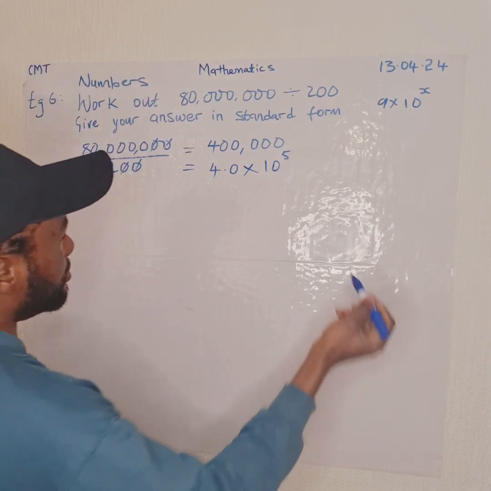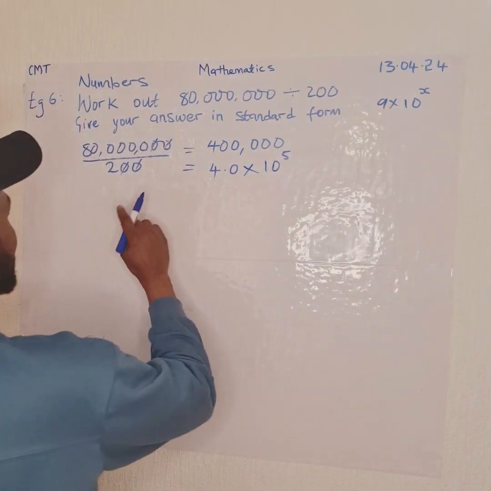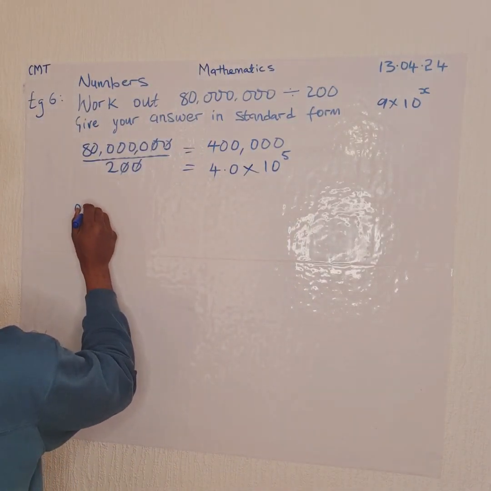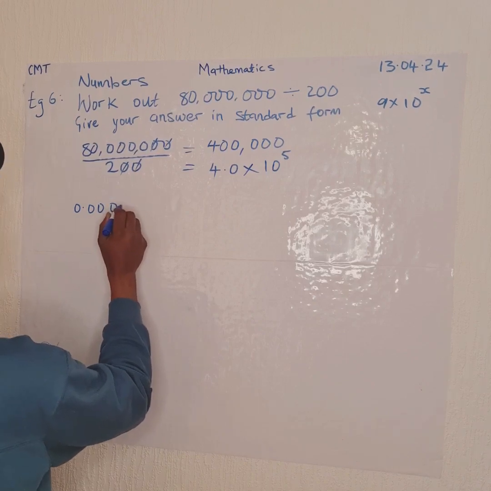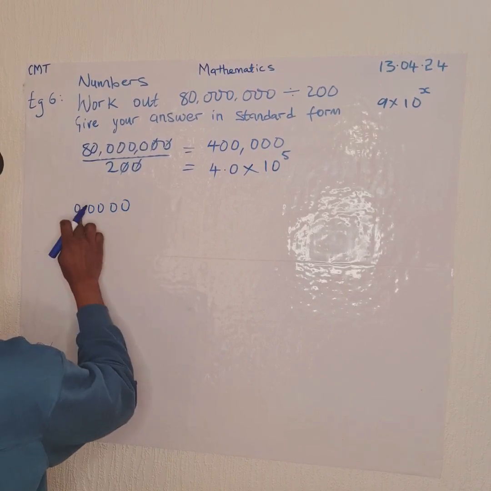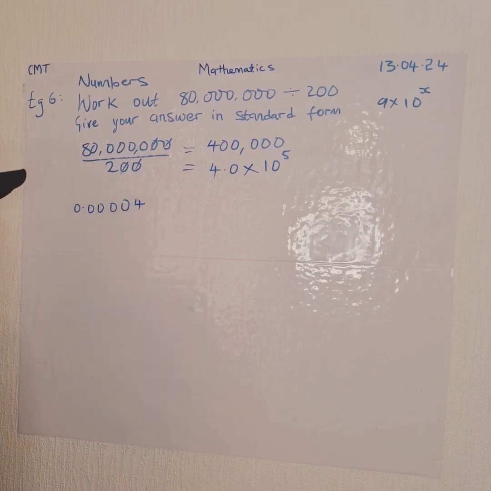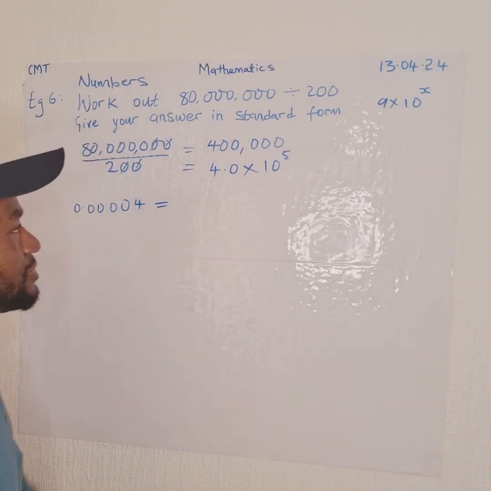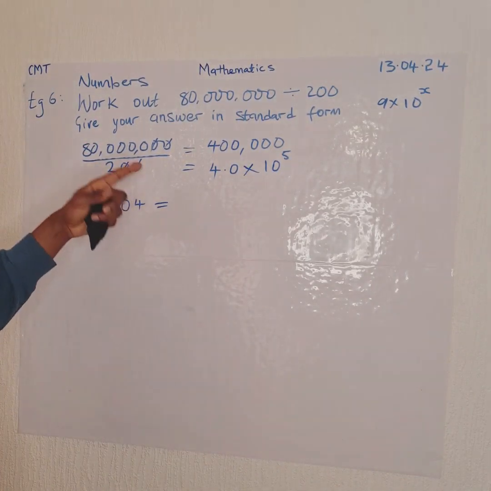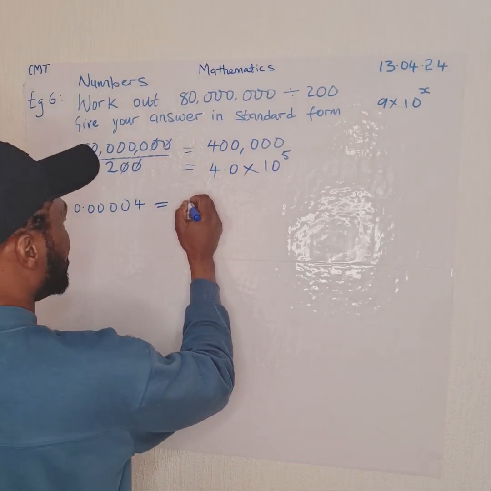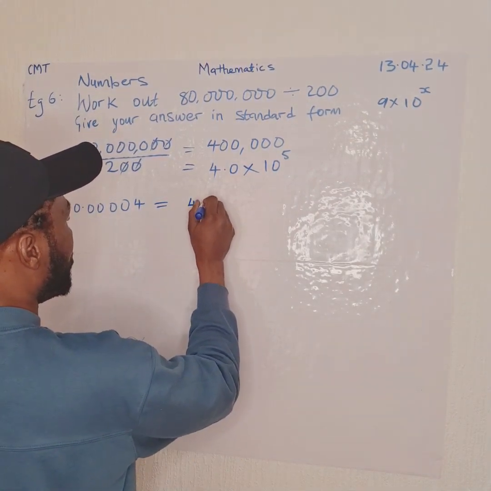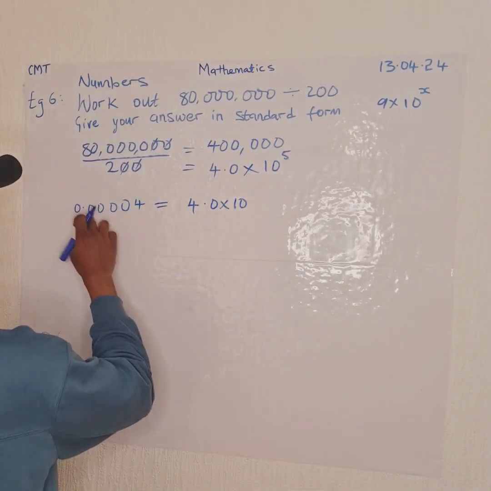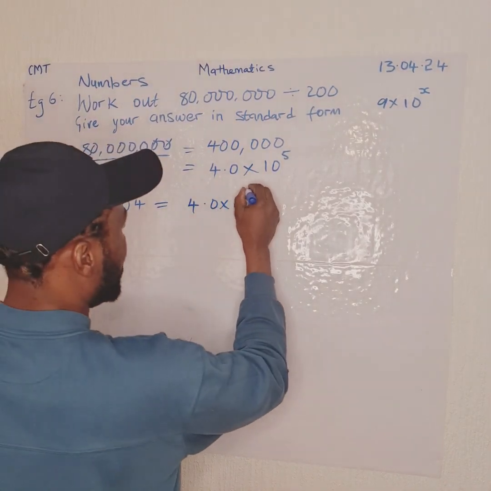Let's assume what we had was not 400,000 but 0.00004. To put it in standard form, it's still the same principle. The difference is that there will be a negative sign on the power. So we have 4.0 times 10 raised to the power. Count the zeros. 1, 2, 3, 4, including this one, 5. Minus 5.